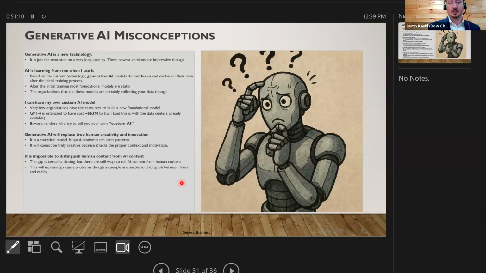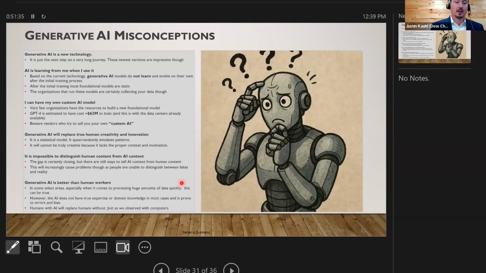It's impossible to distinguish human content from AI content. The gaps are closing. It's harder and harder, especially if you're not paying attention, but there are still signs. There are artifacts that usually appear in it. Like the M dash is being used a lot right now as a marker for whether or not a language block was generated with it, because nobody uses M dash. It's not even on the keyboard. So it's a weird one.